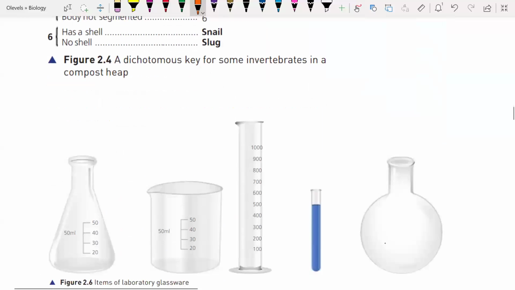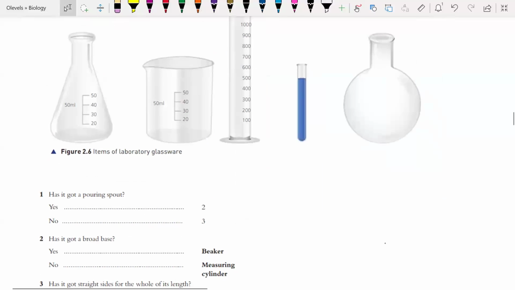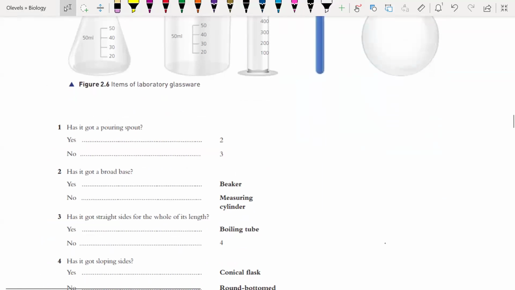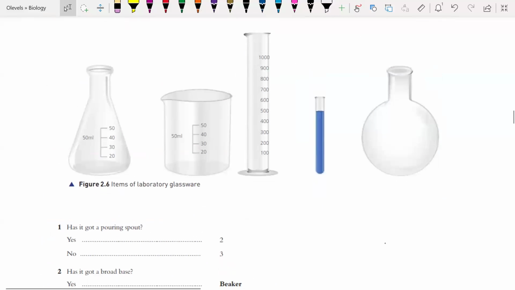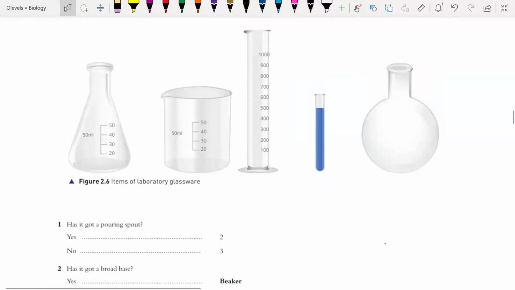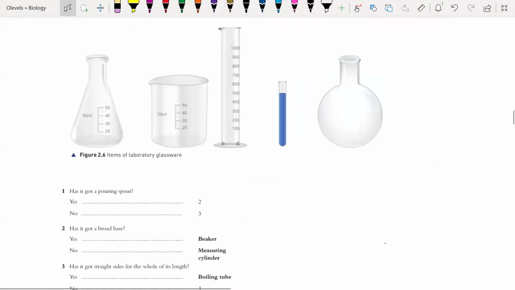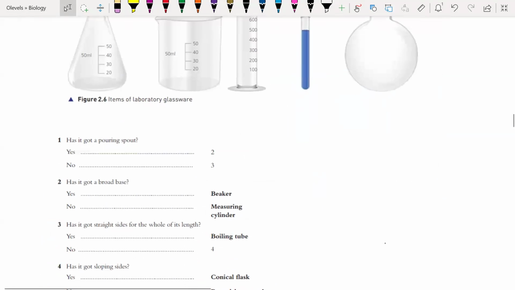Now, these dichotomous keys could be used for other purposes as well. For example, here I have a dichotomous key used for the identification of laboratory glassware. Here you see that you have 4 or 5 pieces of laboratory glassware. First asks, has it got a pouring spout? If yes, you have to move towards 2. In key number 2, they ask, has it got a broad base? If it has a broad base, then that's a beaker. If it doesn't have a broad base, then that's a measuring cylinder.